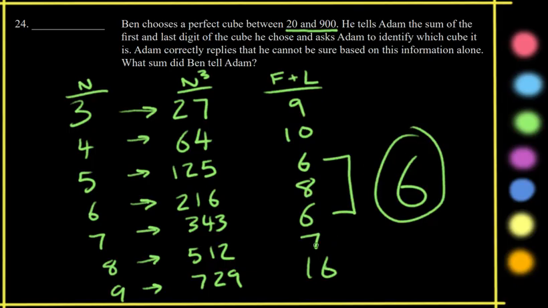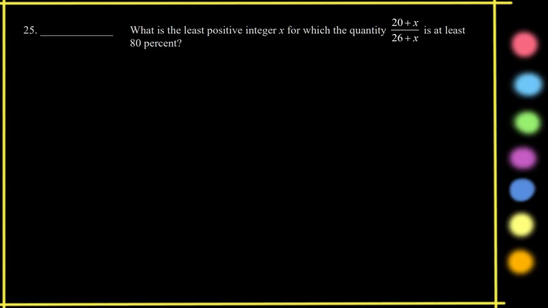And yeah, if one of these had been 8 or something, then this would have been a bad problem, because there wouldn't have been any way to tell the sum that was told based on the information given. All right, so the answer is 6. Let's go ahead and move on to this one. This is problem 25. It says, what is the least positive integer x for which the quantity, and they give you this ratio here, is at least 80%?